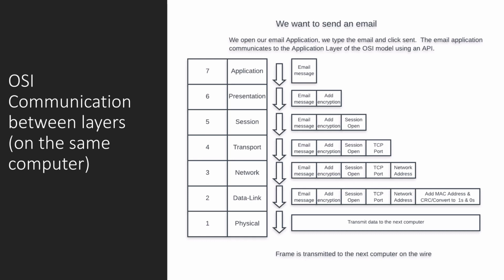So let's go back to our email. Our email client uses an API, application program interface, to speak to the application layer. That puts the email message now in the network. That email message is passed down to the presentation layer, where we may add encryption or some other processing of text to data. From there we go to the session layer, where we open a session, transport layer, network layer, data link layer, down to the physical layer, where we actually put this message on the cable and send it to the next workstation.